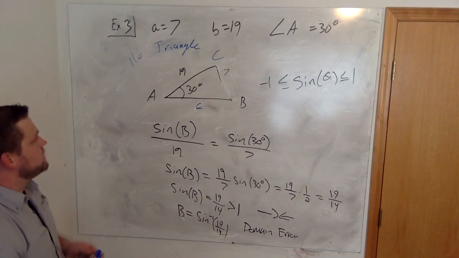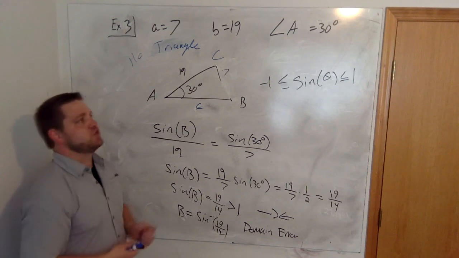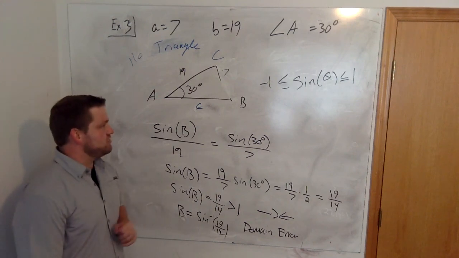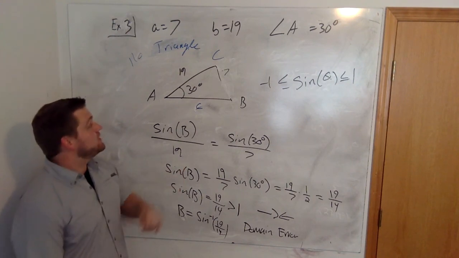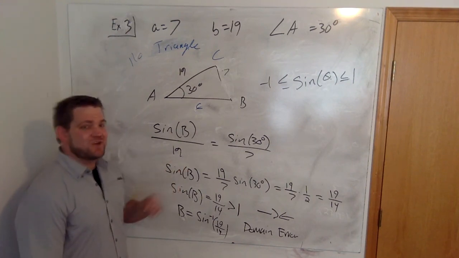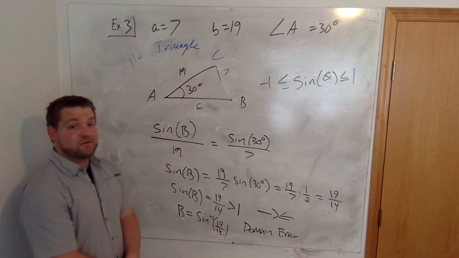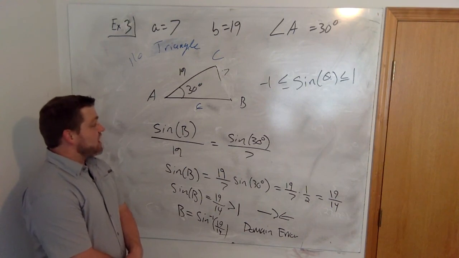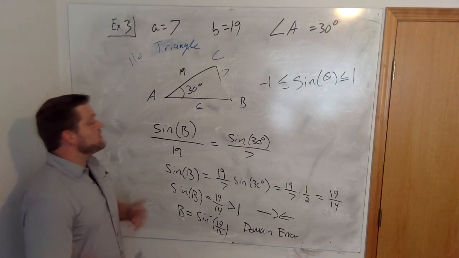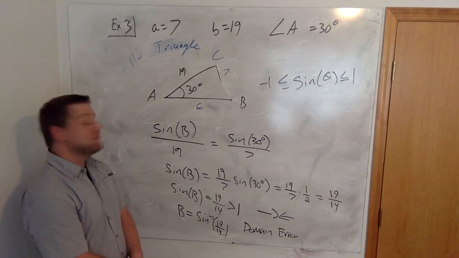So that's what we have. We have to be careful with the SSA triangles. We could get one of three situations. There could be two possible triangles that work, there could be one possible triangle that works, or there could be no possible triangle that works. You've got to be careful in these situations. So just take your time. Try to draw a good picture. Try to visualize what's going on here, and we'll be okay.